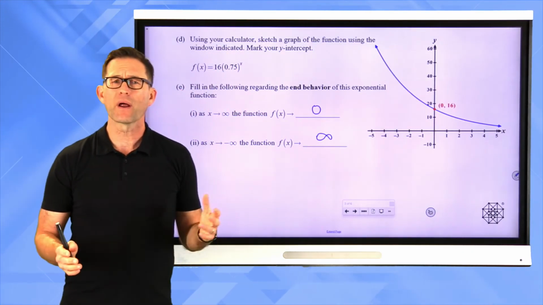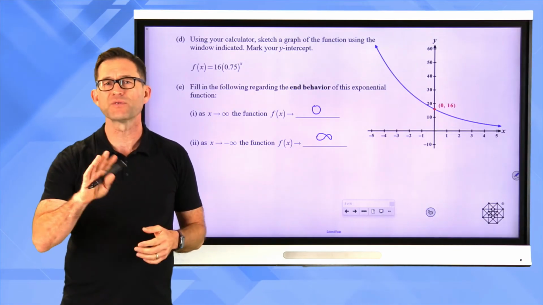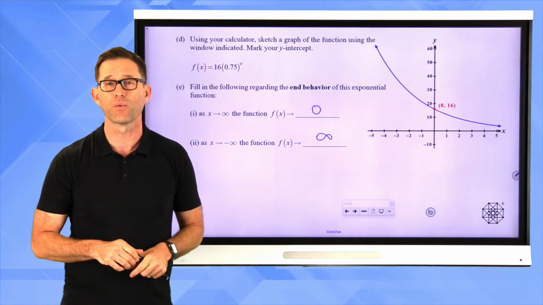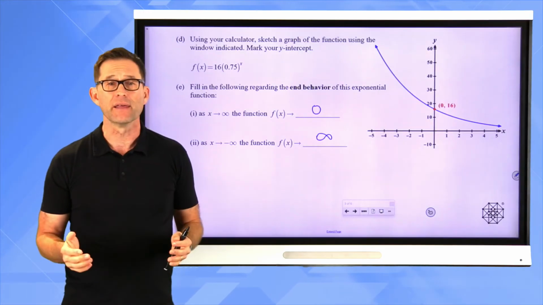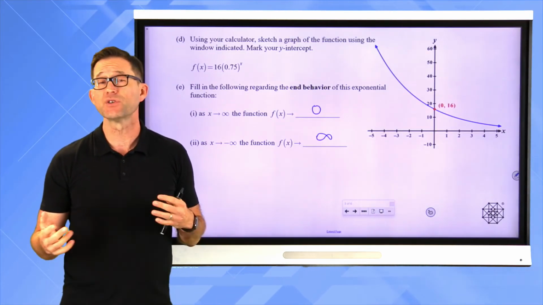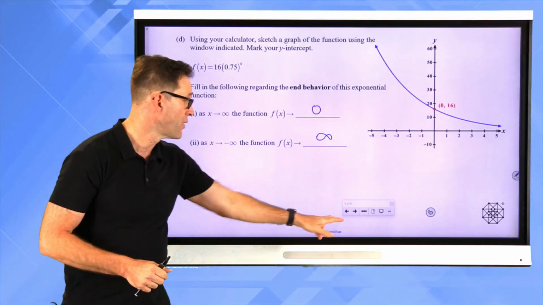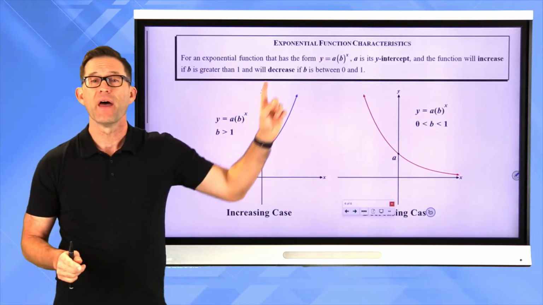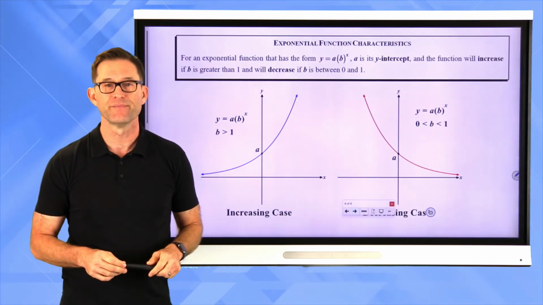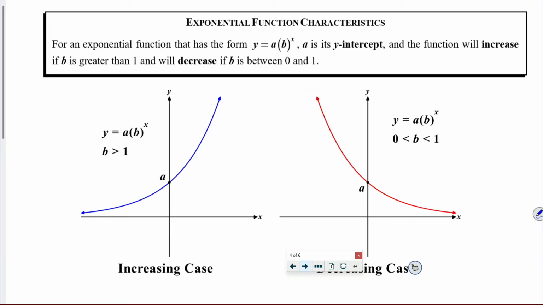If you think, wow, when I look at these two exponential graphs, they almost seem like reflections of one another across the y-axis, they aren't exactly, but they're close, right? So, it basically boils down to a very simple idea: exponential function characteristics. For an exponential function that has the form y equals a times b to the x, a is its y-intercept. And the function will increase if b is greater than 1, and will decrease if b is between 0 and 1. So this is absolutely key.